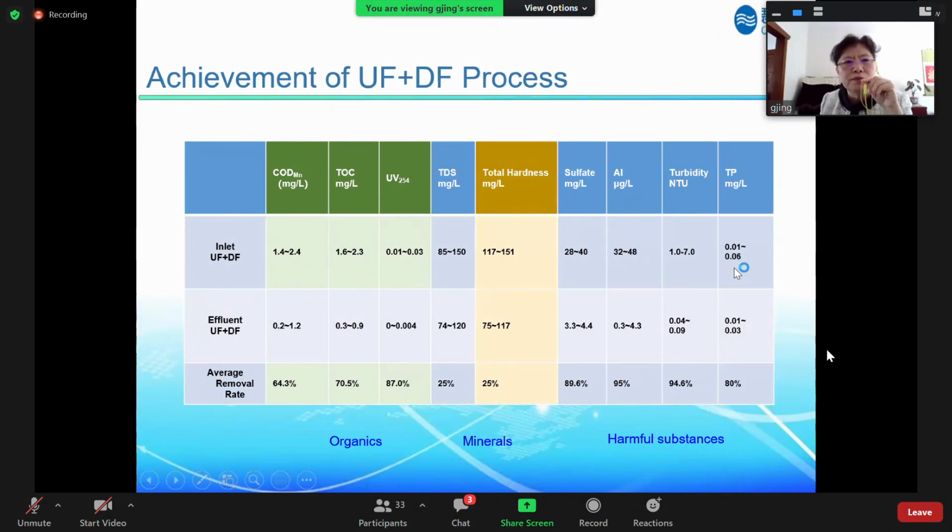In summary of the achievement of ultrafiltration plus nanofiltration, we can see for contaminant removal, we can remove about 60, 70, or 80%, 90%. For the minerals and total hardness, we can keep removal low and keep those minerals in the water system.